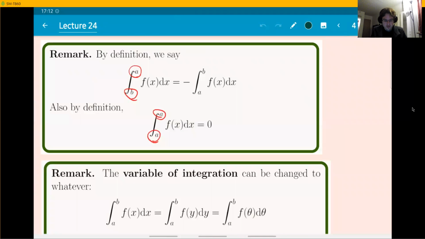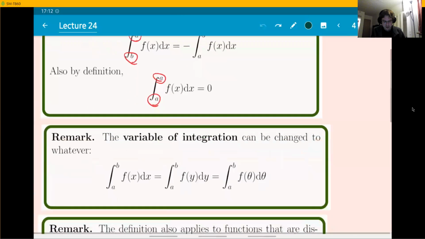And also by definition, this is something that we do by standard. If you flip the two endpoints, instead of integrating from a to b, you do b to a, then the effect of that is just introducing a minus sign in front of the integral. This is the normal one from a to b. So if you flip, you put a minus sign. And also by definition, if you have the same endpoints, a and a, then the integral is 0. So this is one remark.